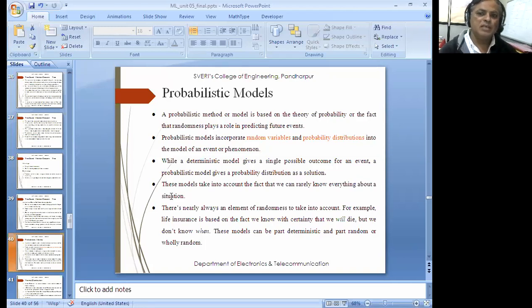Obviously the word probability itself comes into the picture. It is totally based on the theory of probability, or I could say the randomness of the data. When there is randomness in the data, at that time you're going to have the probability concept. So randomness plays a very important role in predicting future events. That's what the probabilistic model is about.